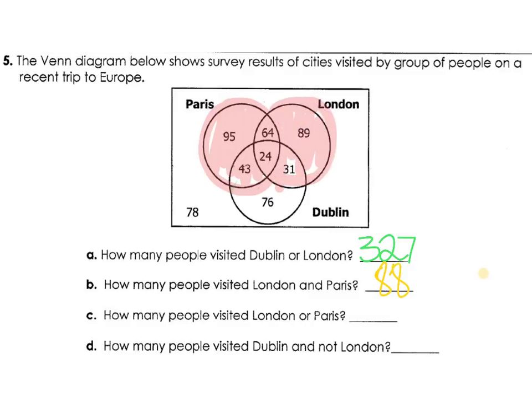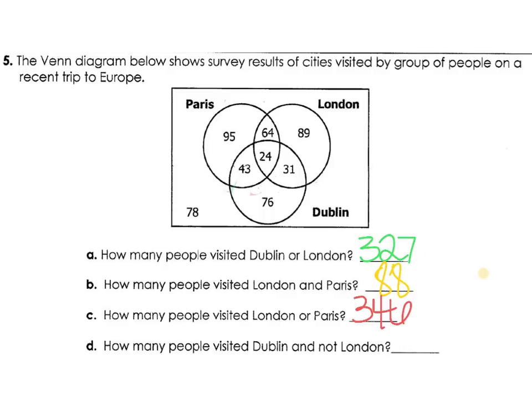In order to find who went to Paris or London, they could have gone to either one of them. They could have gone to both of them, or they could have gone to all three cities. So all of these people went to either Paris or London. So we do 95 plus 89 plus 64 plus 24 plus 43 plus 31. When we add all those together, we get 346. So 346 people went to London or Paris. All right, now let me erase our Venn diagram so we can use it again.